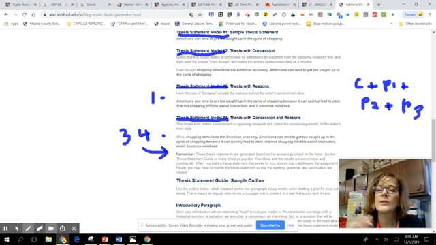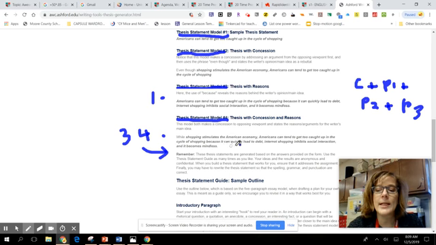Okay, for third and fourth blocks, this is your target. While shopping stimulates the American economy, Americans can tend to get too caught up in the cycle of shopping because it can quickly lead to debt, internet shopping inhibits social interaction, and it becomes mindless. Now, as you know from our lessons, that has a massive problem with parallel structure. So that is the edit that you would want to concentrate on.